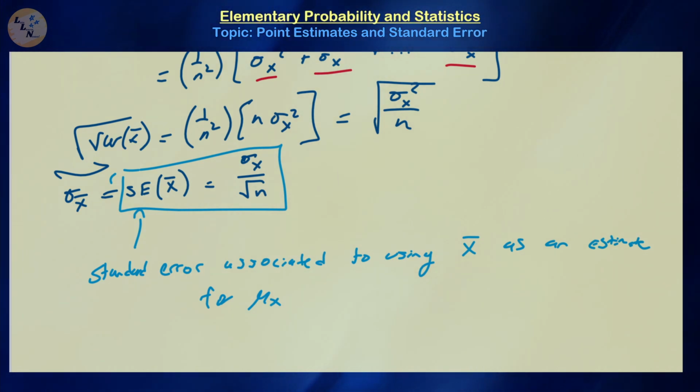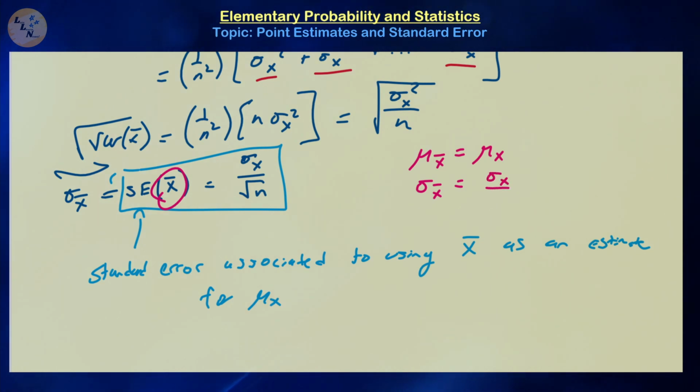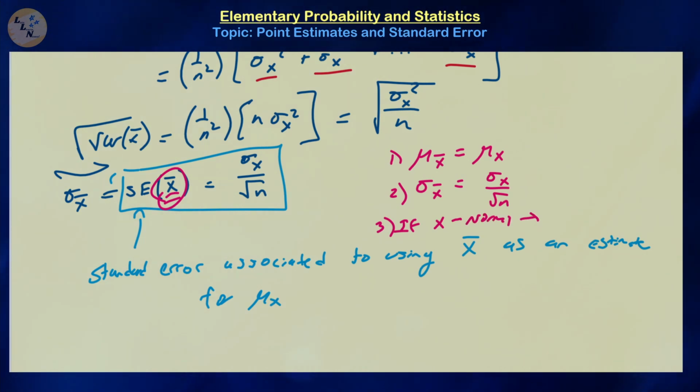Also keep in mind, this x bar is going to have some distribution. So the distribution of x bar is going to have the same mean as the population you're drawing from. The standard deviation for this x bar distribution is going to be the same as the standard deviation of x divided by the square root of n. So those are two important properties about the distribution of this random variable x bar. Also, if x is normal, then since x bar is a linear combination of normal random variables, that means that x bar will also be normal.